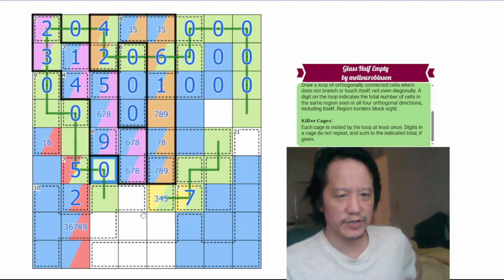Maybe this does have to be a 3? But it just doesn't work.